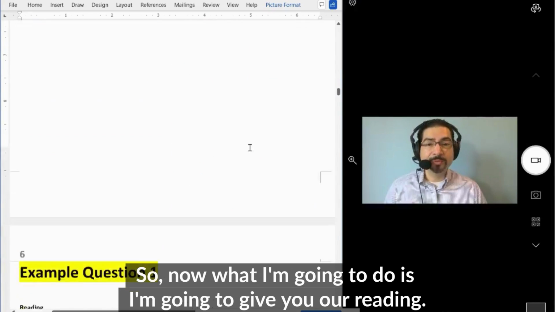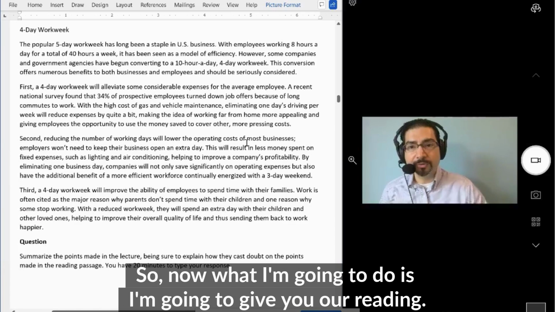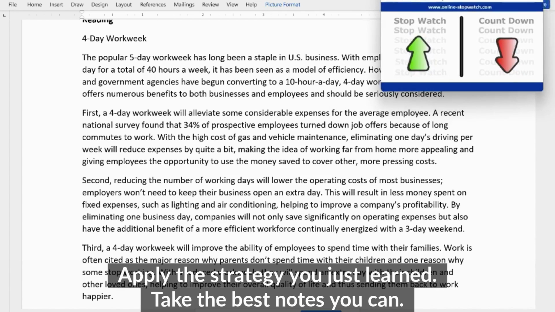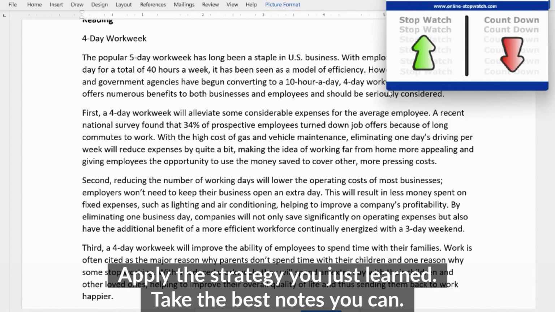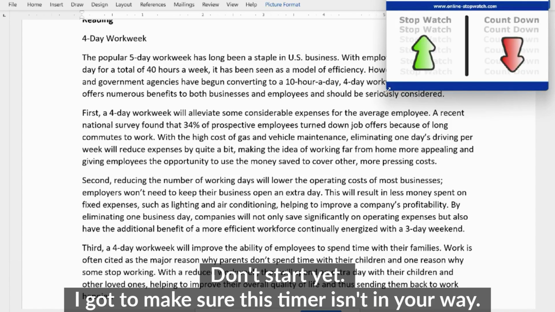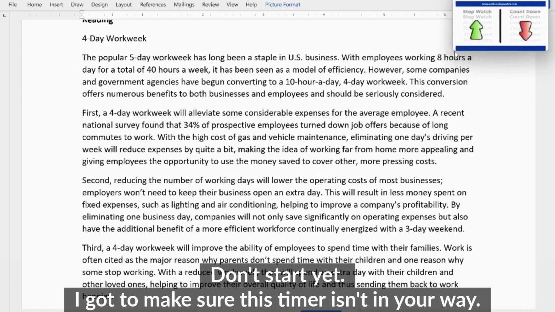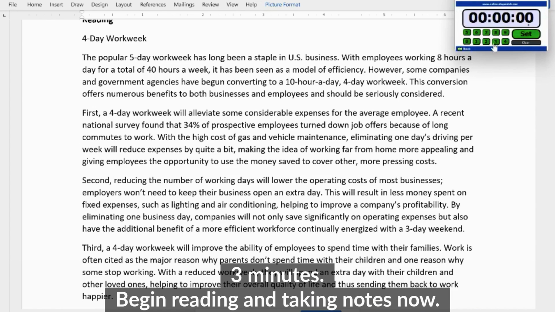Now what I'm going to do is give you our reading. Apply the strategy you just learned, and take the best notes you can. Don't start yet. I've got to make sure this timer isn't in your way. 3 minutes. Begin reading and taking notes now.